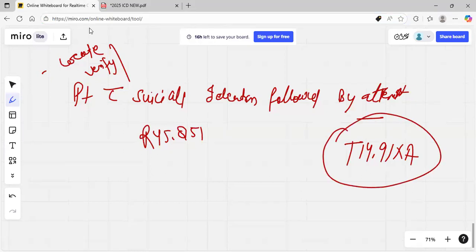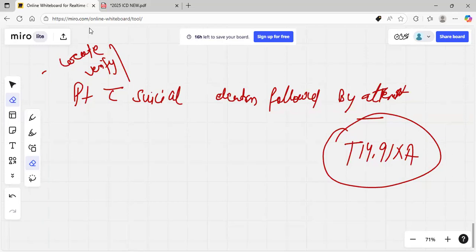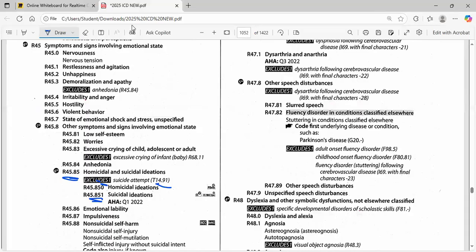Attempt is more specific. So to answer this question, our code should be T14.91XA. We will not use any code for the suicidal ideation. Why? Because suicidal ideation and suicide attempt are in the Excludes1 of each other. When two codes are in the Excludes1 of each other, we have to code only one condition. We cannot code both the conditions together at the same time unless there are any exceptions.